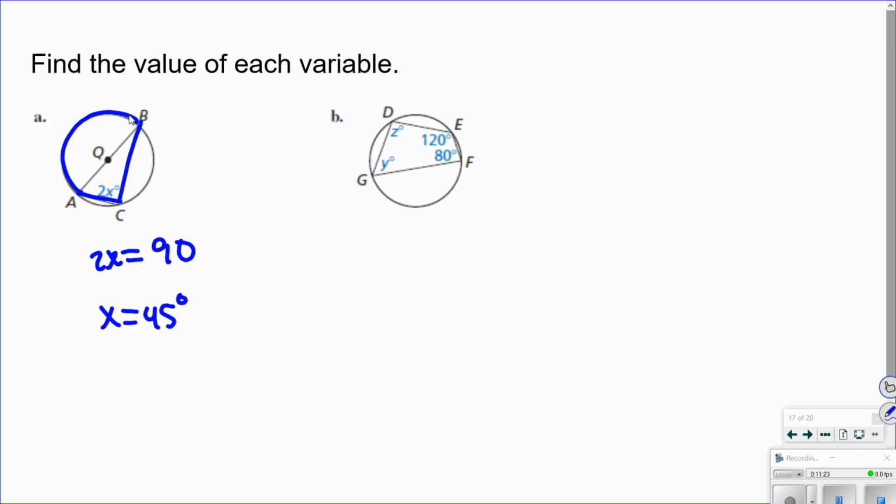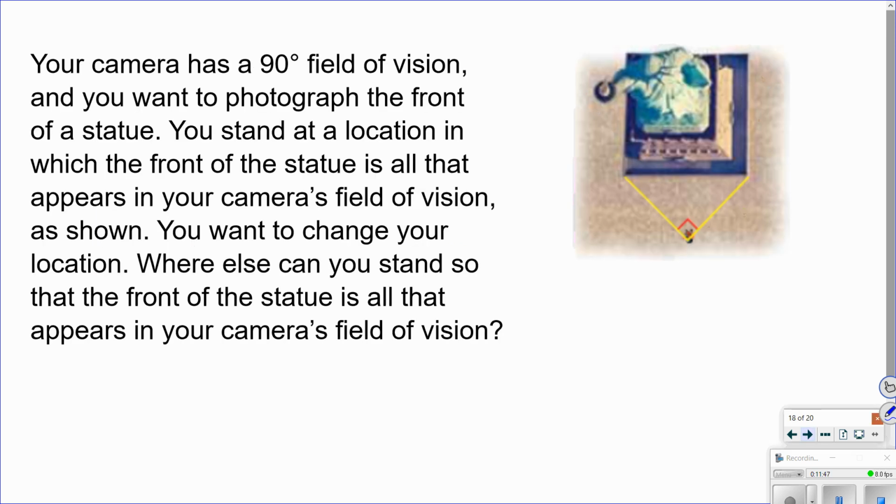This is a quadrilateral that's inscribed inside of a circle. So remember what we talked about, the opposite angles have to be supplementary. So we know z plus 80 has to equal 180, and we know that those two also. So y plus 120 has to equal 180. You could solve those two equations and find out what z and y are equal to.